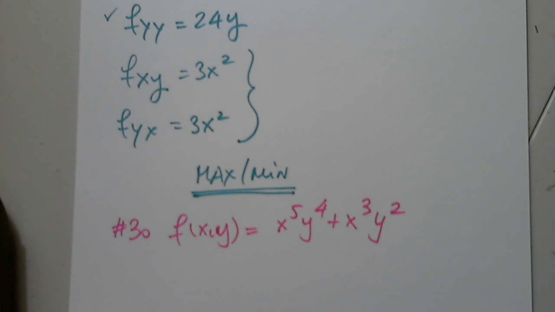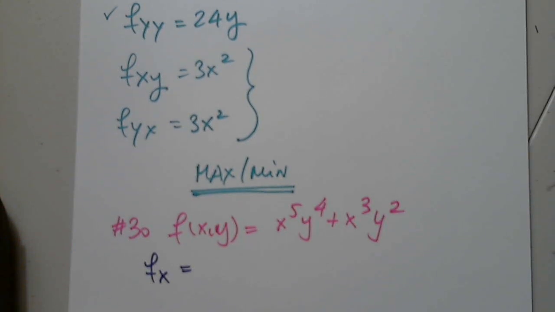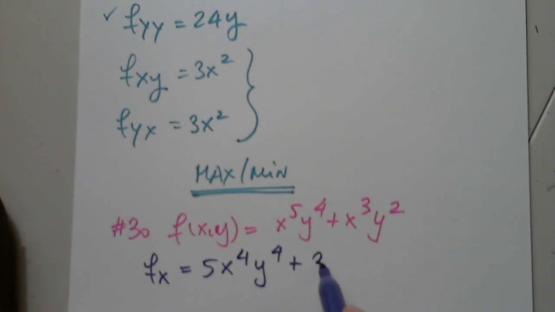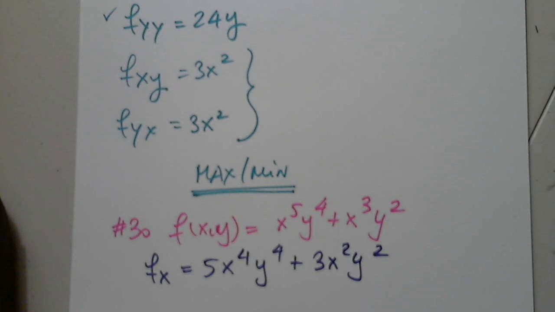Anyone would like to help here? Please. It's okay if you're wrong. It's always okay if you're wrong. We're studying. Can anyone give us fx for this function? Anyone? 5x to the fourth. Very good. Times y to the fourth plus that's 3x squared y squared. Excellent.